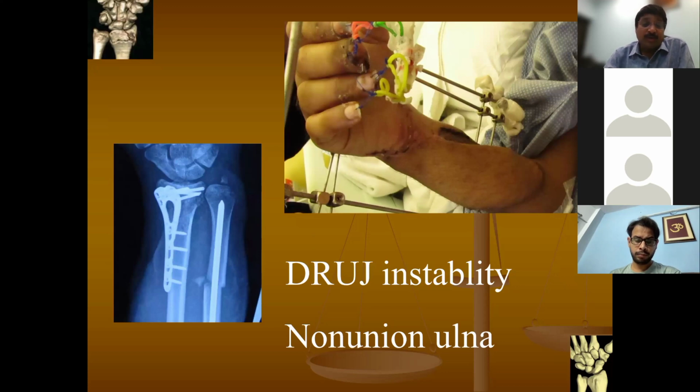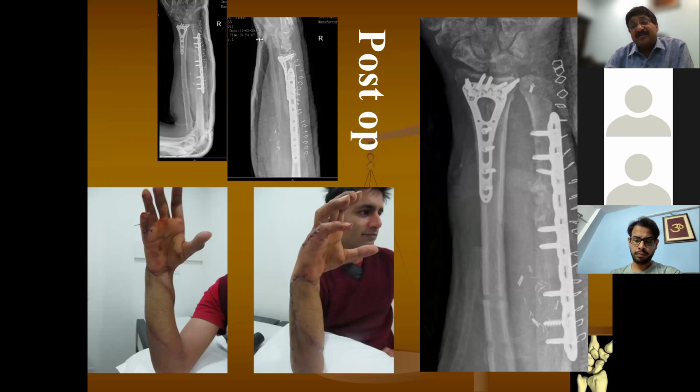It went into non-union, and there was a DRUJ instability. So in the second stage, we did DRUJ stabilization using tendon graft and fixation, and bone grafting of the ulna.